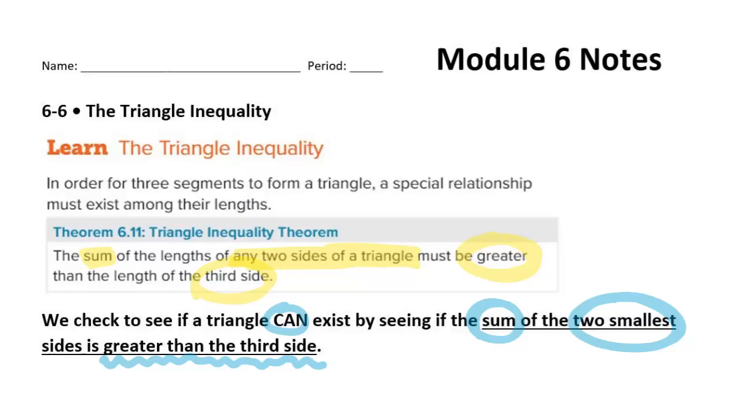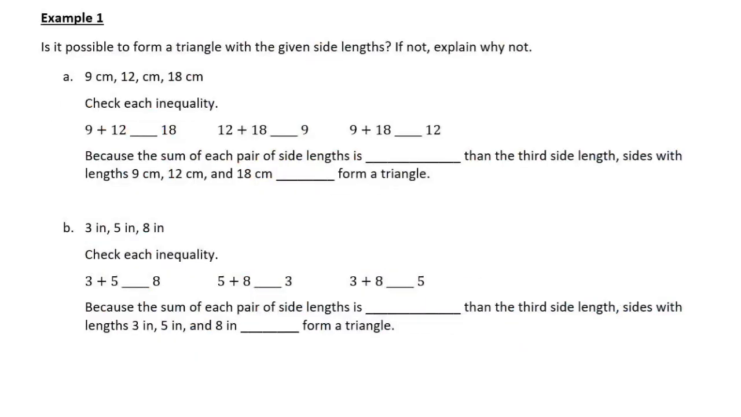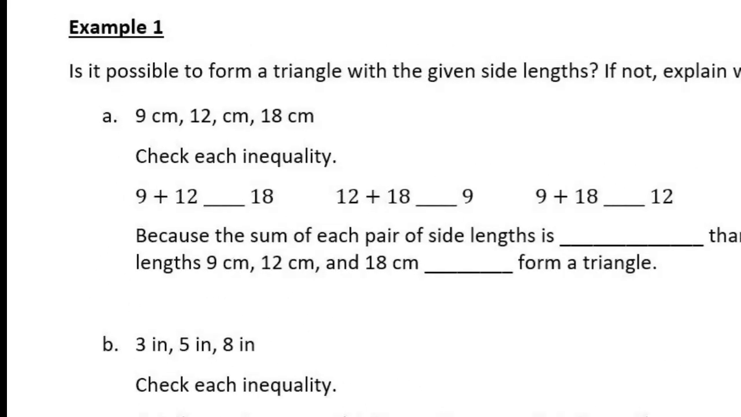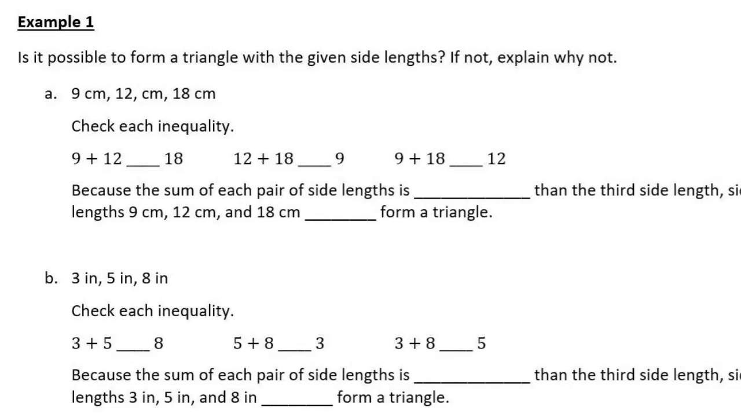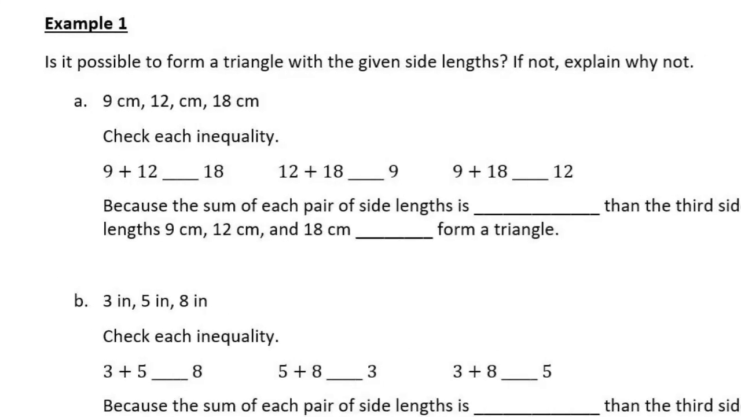All right, so let's look at this. Example number 1, part A. On example number 1, we're going to check all of the pairs and see what happens until we find one that breaks it. And if we don't find one that breaks it, then we'll say, yes, it makes a triangle. But most of the time, we're just going to pick out the two smallest sides to check to see if it's bigger than the biggest side. I misspoke, sorry. All right, so is it possible to form a triangle with the given side lengths? If not, explain why not.